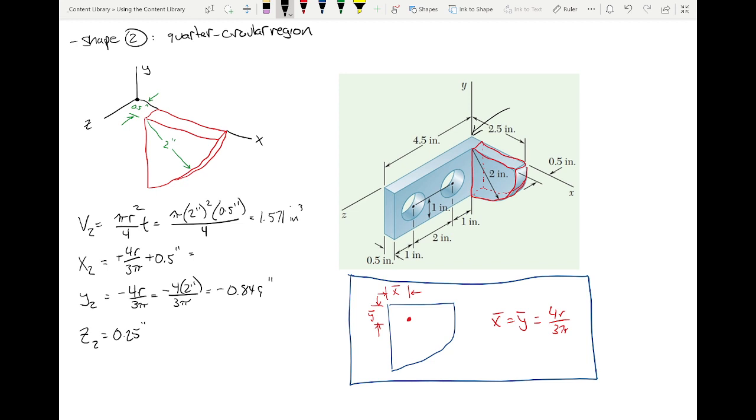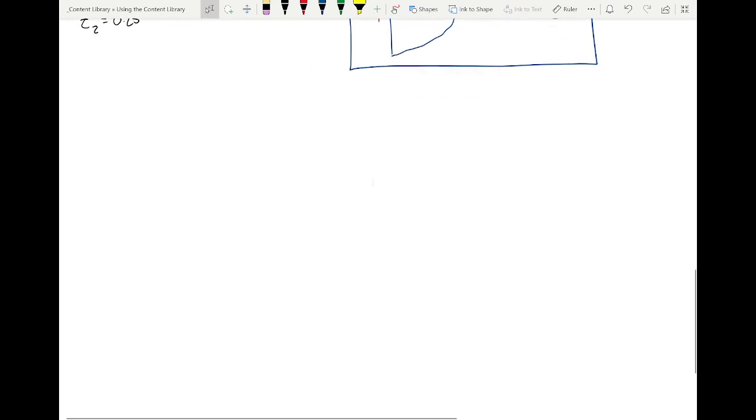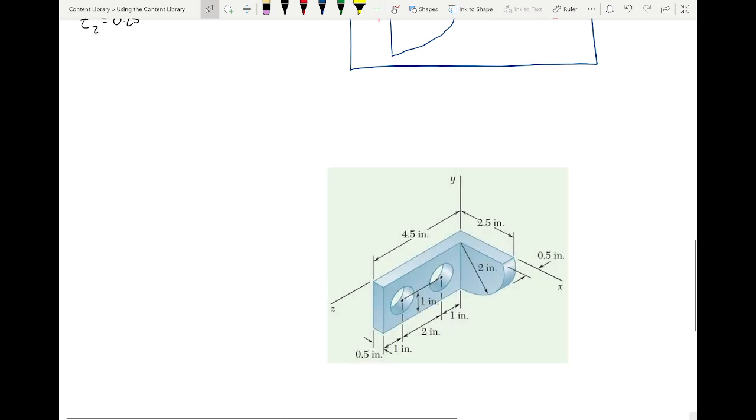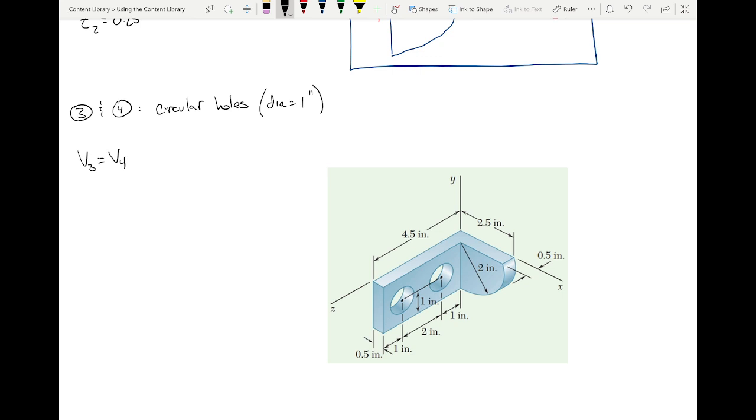Everybody good with that? So instead of being 0.849, it's going to be 1.349. All right. Sound good? Okay. All right, if you're okay with that, then I think that the holes are pretty easy. So we can handle those together. First off, the volume is equal, okay, for both of these. We were also told that the diameter was 1 inch for these holes. So if the diameter is 1 inch, what's the radius?